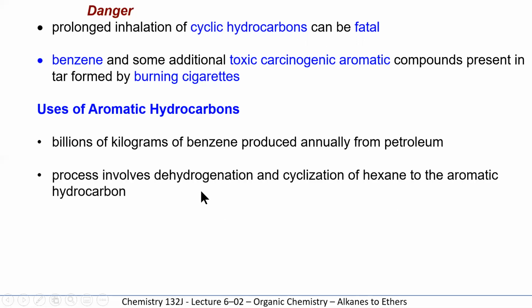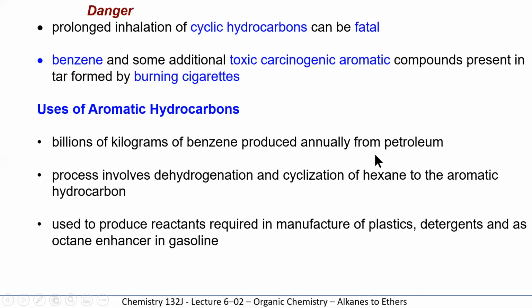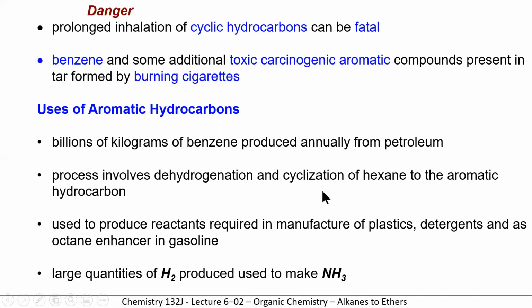And we can also dehydrogenate them. And we can also join hexane into a cyclical compound. Cyclization is that type of reaction. And we use these benzene molecules to manufacture plastics and detergents and as an octane enhancer in gasoline.